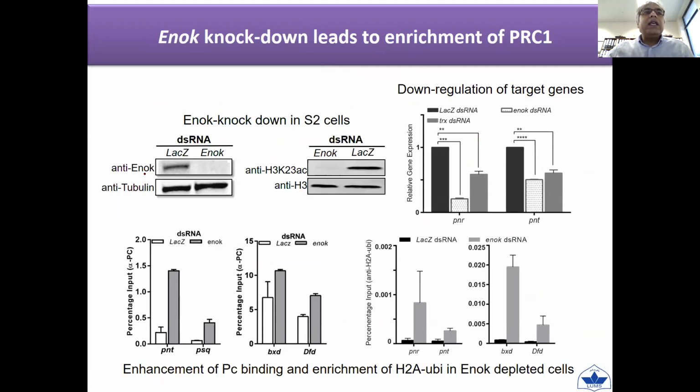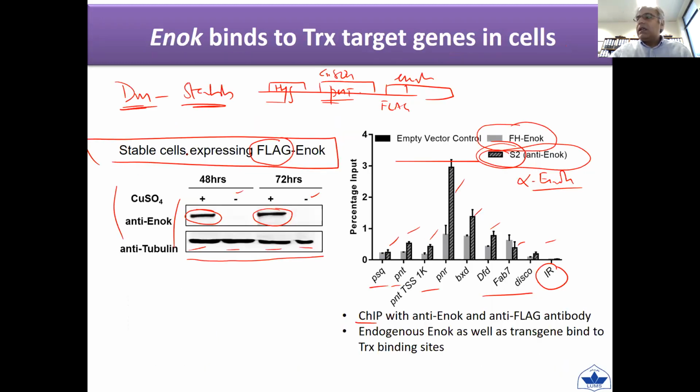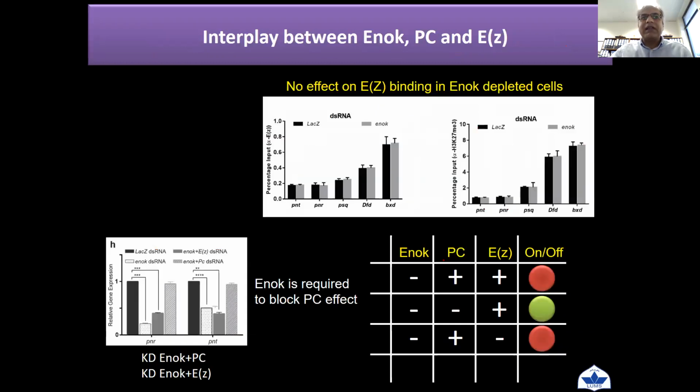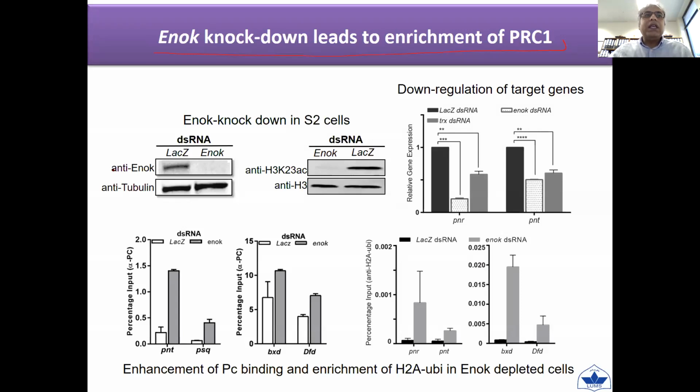What he did, he postulated that if it is behaving as trithorax, it may be counteracting polycomb. And in order to see this, because he already saw Enoch and trithorax going together on chromatin, on polytene chromosomes, as well as in ChIP, he knocked down trithorax. You see protein expression of Enoch is absent.